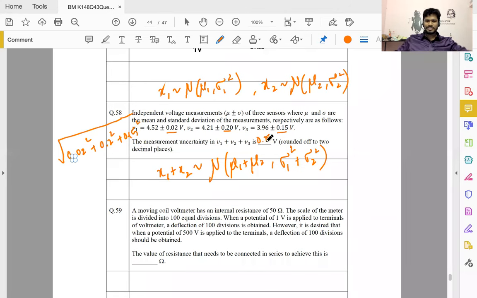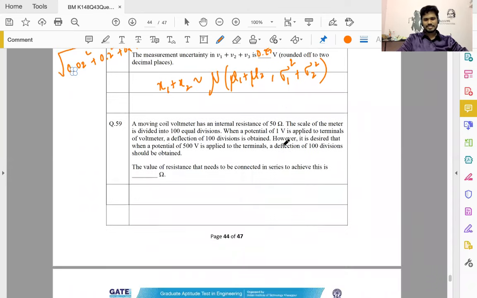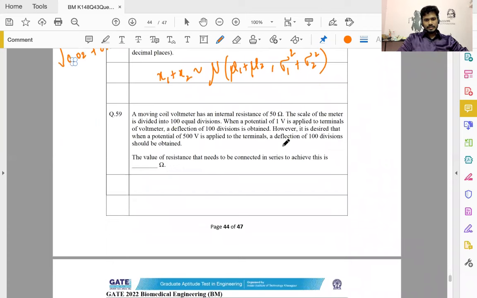Official answer key. Moving coil voltmeter. These are all POIQs, man. Instrumentation POIQs, man. Voltmeter or ammeter, they ask it. This many deflections is, this many deflections is. It's in series, new resistance or shunt.